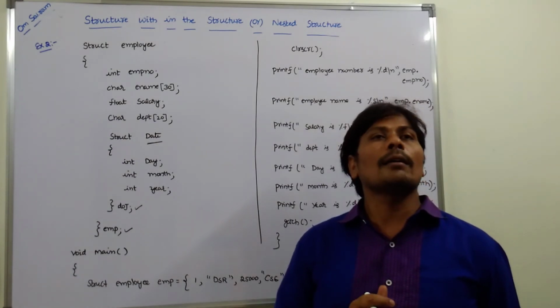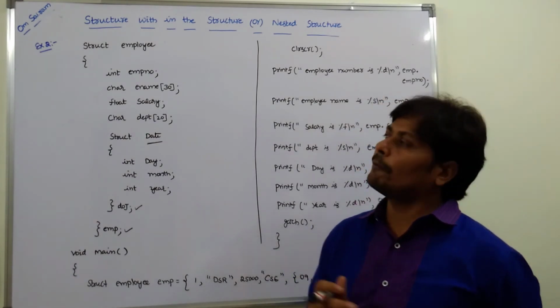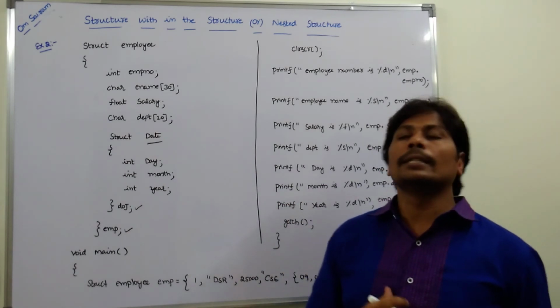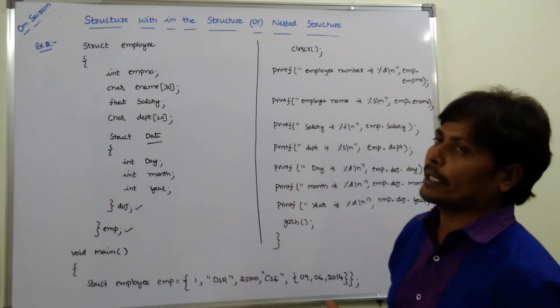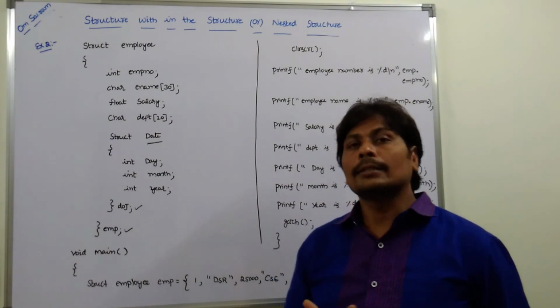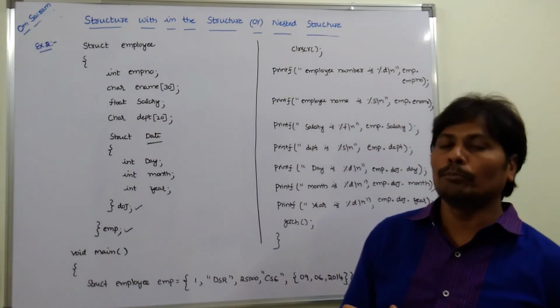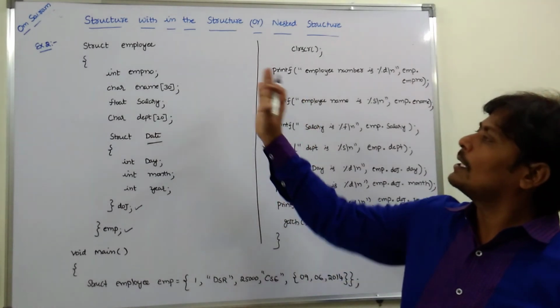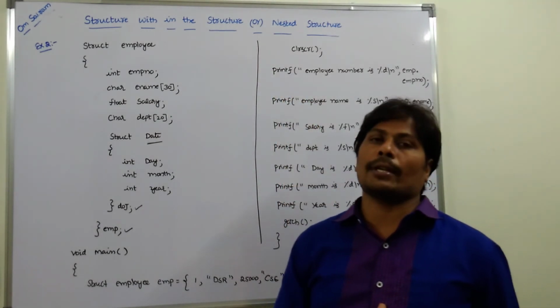Structure within the structure. So the first program is correct, and the second program is also correct. Whichever you find easier, you can proceed with that program. Both are examples for structure within the structure.